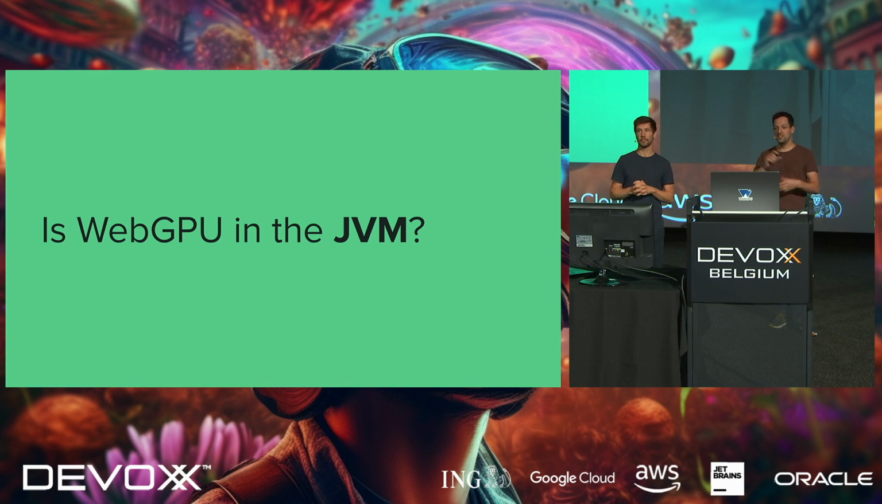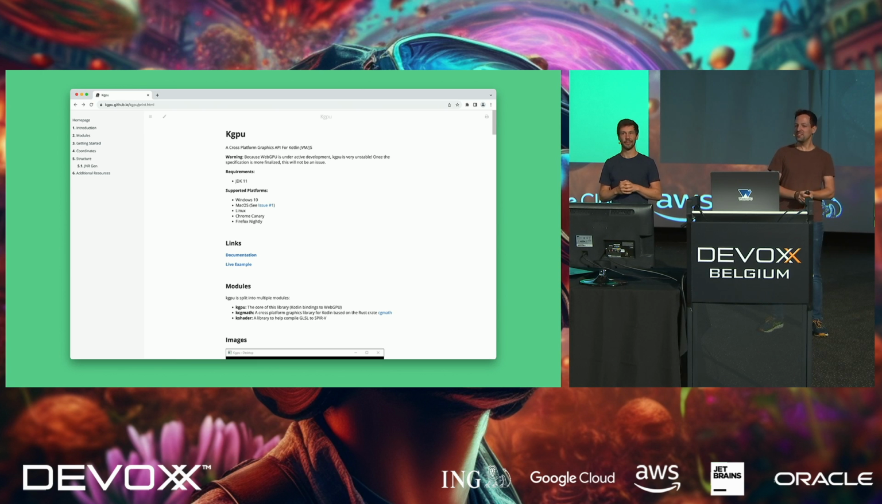Is WebGPU in the JVM somehow? Oh, 1, okay, we have one person. And the answer is not really. While we were making the slides, we looked into this and saw that some people made a project called KGPU that added WebGPU bindings to the JVM, but it doesn't seem complete. In the future, we hope we'll see WebGPU bindings there, and actually the team working on Dawn is looking into that, so stay tuned.